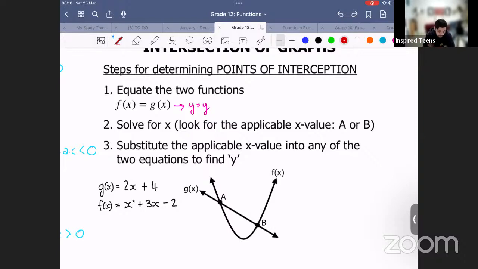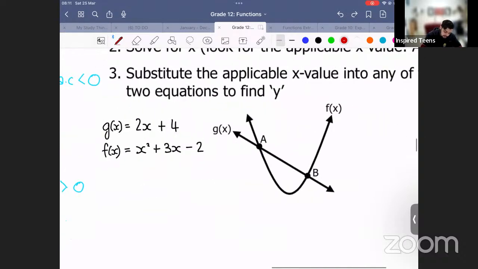So equate the two functions. f of x is equal to g of x. Solve for x, look at the applicable x value, A or B, and substitute the applicable x value into either of the two equations to find y. Okay, so we're going to do that. We're going to equate these two graphs. I'm just going to change this to negative, so that it makes more sense.